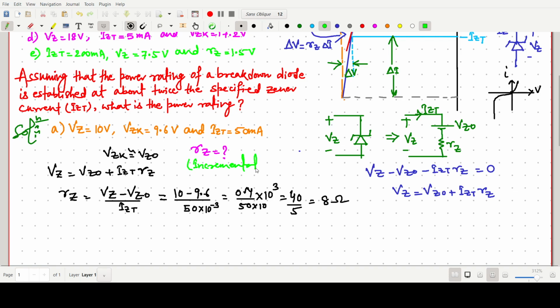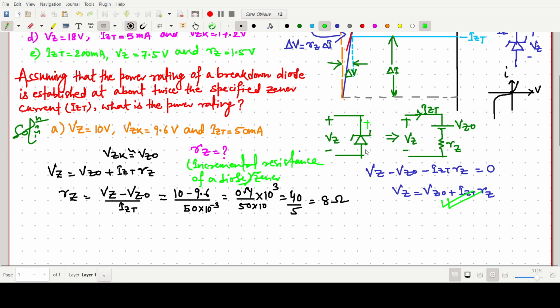Incremental resistance of a diode. So in your Zener diode, better to write Zener. Okay, Zener diode, so this one is one specification. So RZ we have to find from this one. This is a very important equivalent circuit model of a Zener diode.